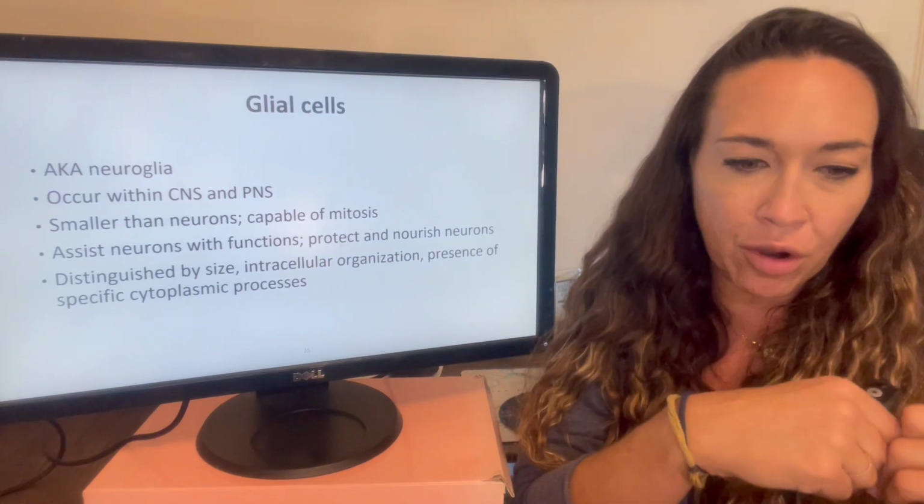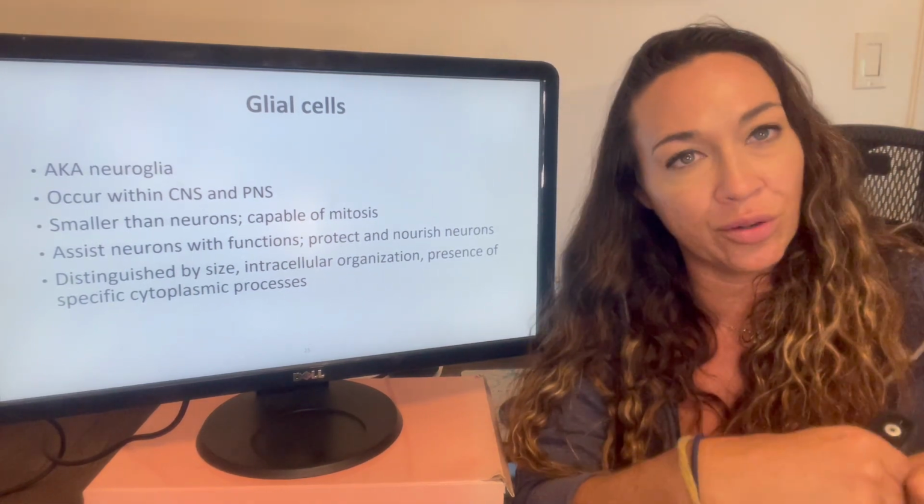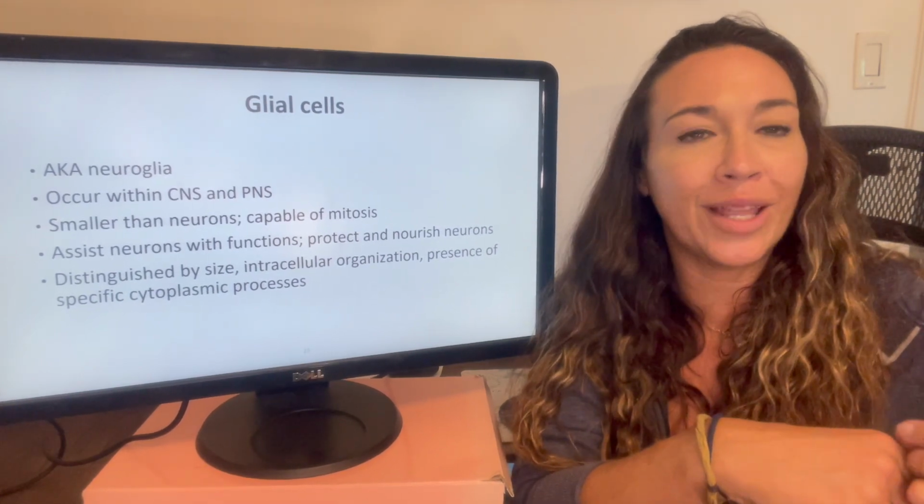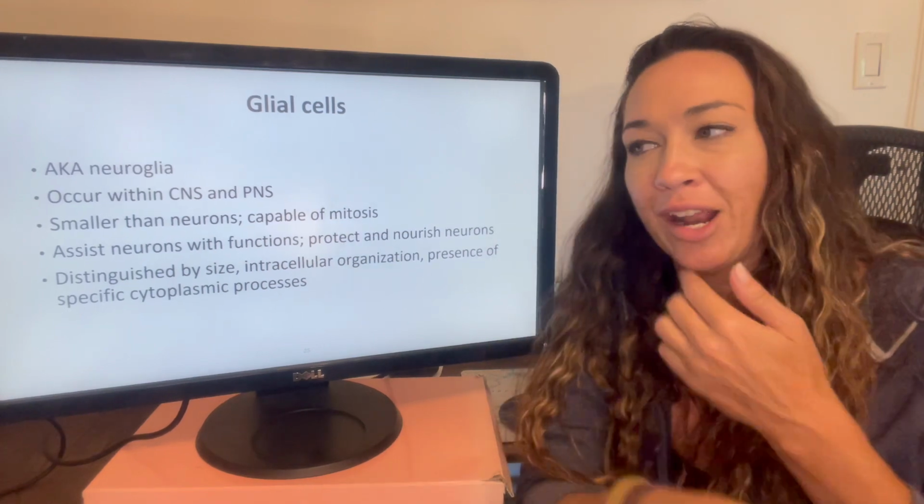They are smaller than neurons. They are capable of mitosis. And again, they're really kind of helping the neurons out. So they're like the backup team. They're like the B team going, hey, what do you need? We're here to get it for you.